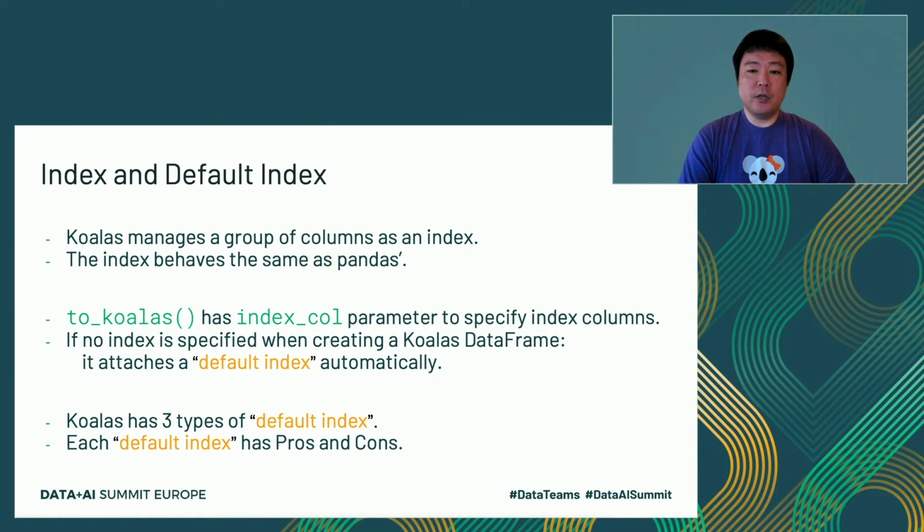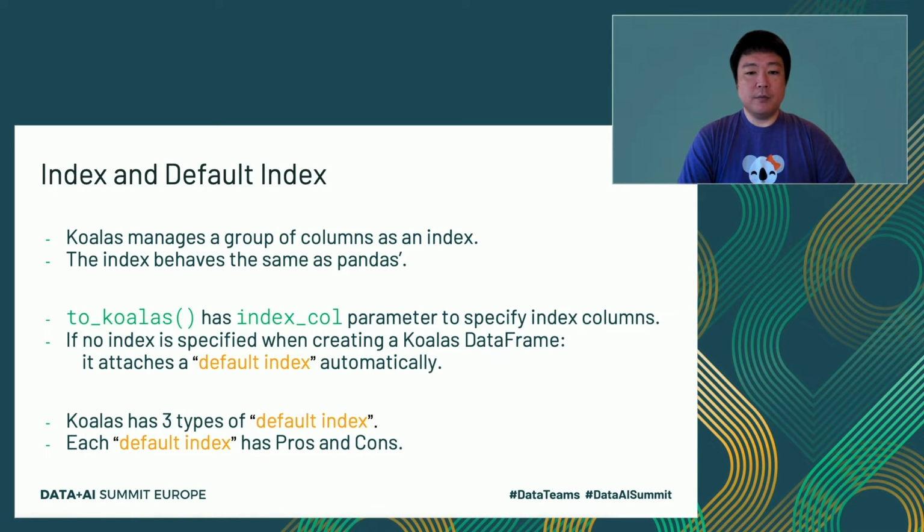Here we should consider index and default index. As you saw, Koalas manages a group of columns as index, and they should behave the same as pandas. When you have a pandas DataFrame and convert it to Koalas, Koalas automatically picks up the index from the pandas DataFrame. But other data sources like PySpark DataFrame don't always have an index. What if the index_col parameter is not specified? Koalas will automatically attach a default index to the DataFrame.